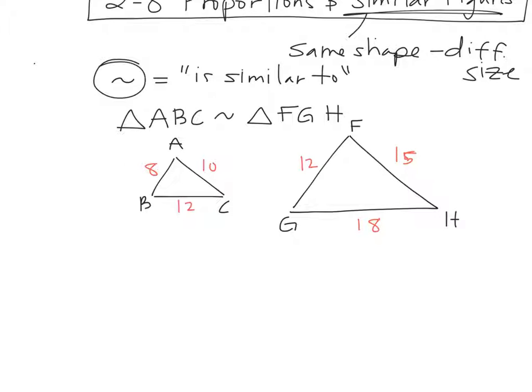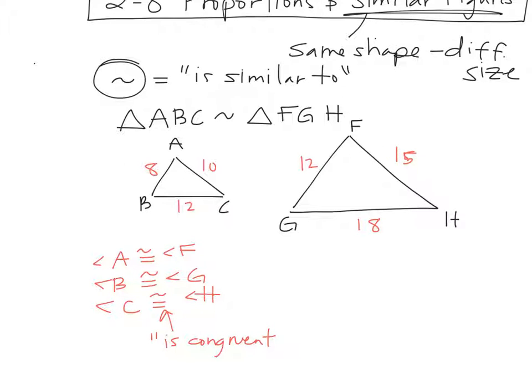So if your angles are congruent, they're similar figures, but your sides aren't going to be congruent. Your sides are going to be different lengths. So yes, this symbol, the equal sign with the tilde, means congruent. That means equal to. So angle A will be congruent to angle F, angle B will be congruent to angle G, and angle C will be congruent to angle H, okay? So they're equal. That's the angles, but the segments have to be proportional.